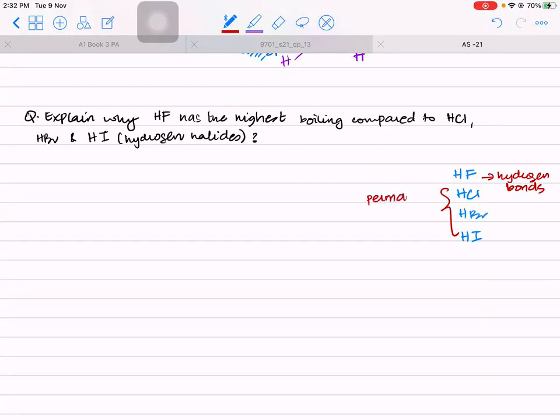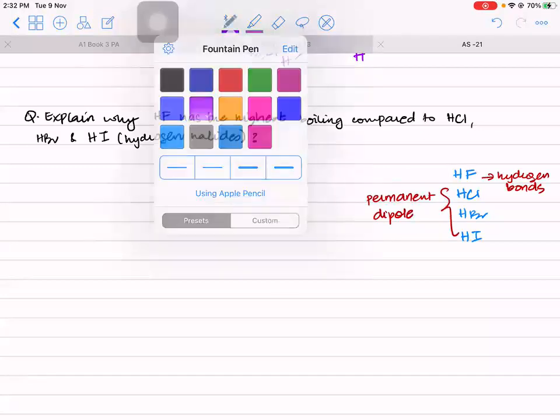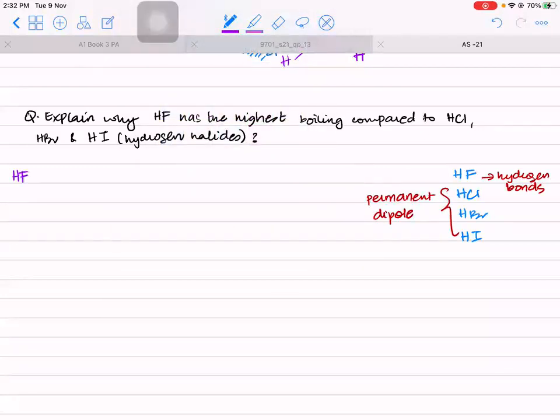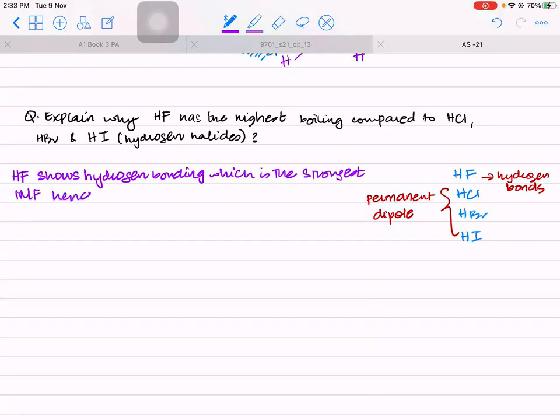So these have permanent dipole forces, whereas HF has hydrogen bonding. Which is the strongest intermolecular force? Hydrogen bonding. Therefore, HF will have a higher boiling point. So HF shows hydrogen bonding, which is the strongest intermolecular force. Yes? So it is the strongest intermolecular force, hence more energy is required to overcome these forces.